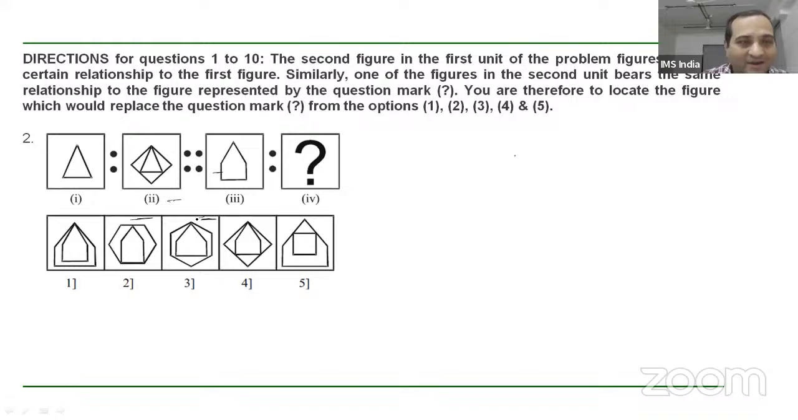Now, if you look at the second figure, do you realize that the two vertices are touching each other? So here also, I need the two vertices to touch each other, because of which third option is my answer and not the second option. Okay, come on, let's move on to the next question.